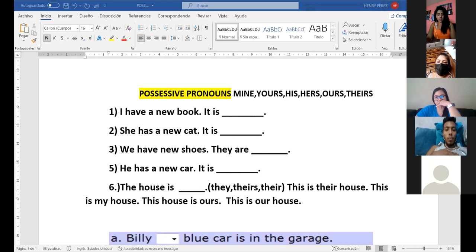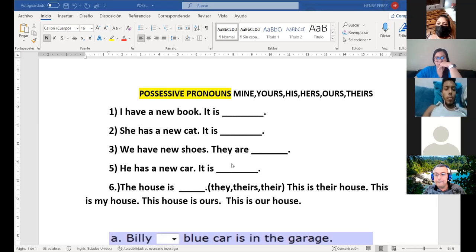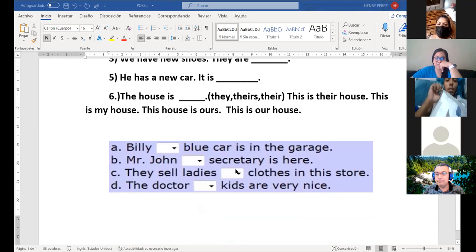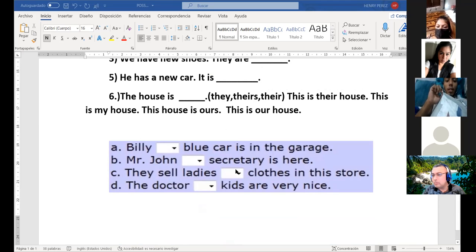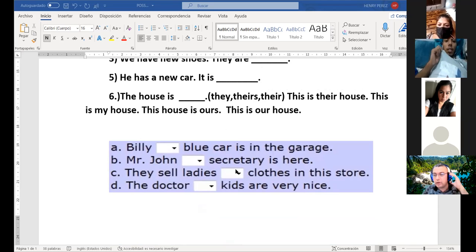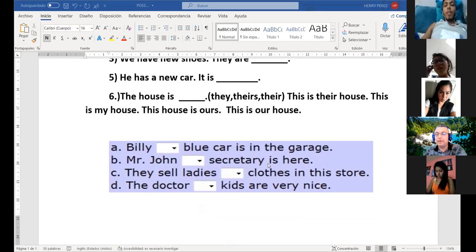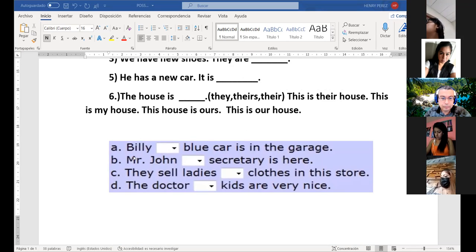Melissa and Luis. Okay. This is my watch, and this watch is mine. Okay, very good. Luis. My shirt. This is my shirt. Okay. This shirt is mine. Excellent, very good. Okay, now let's look at the next one.